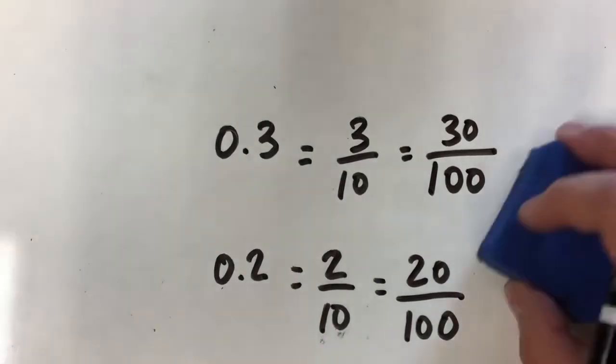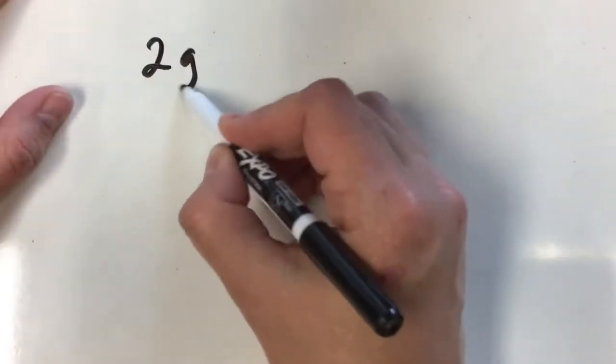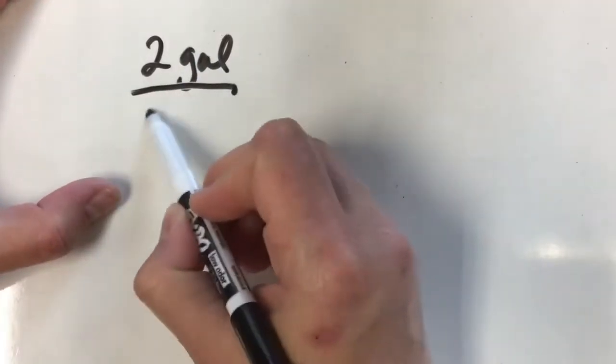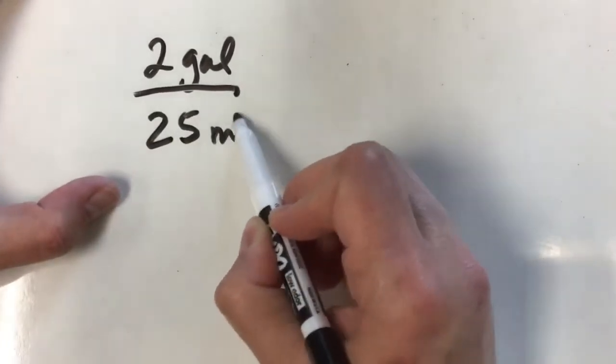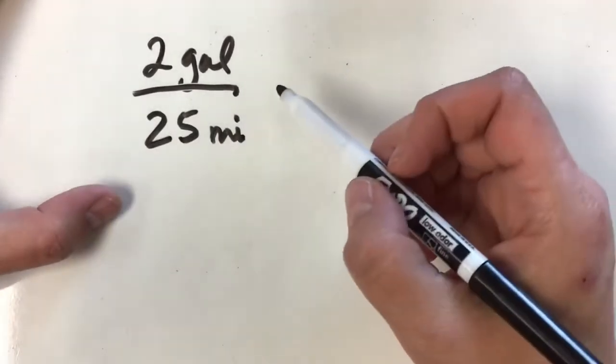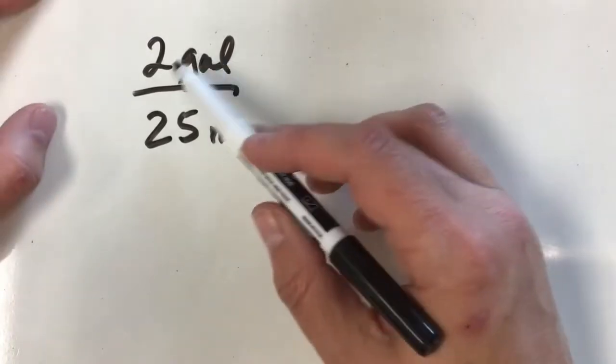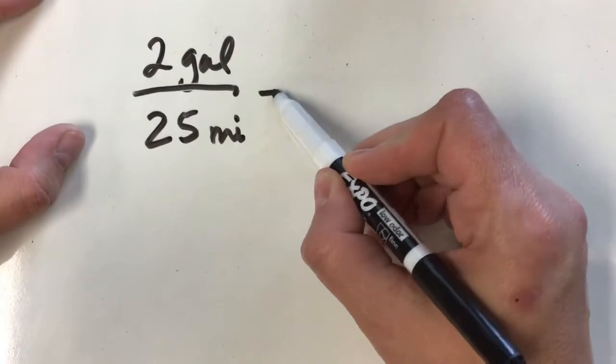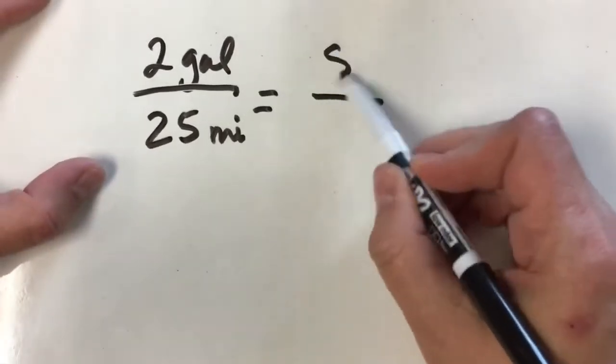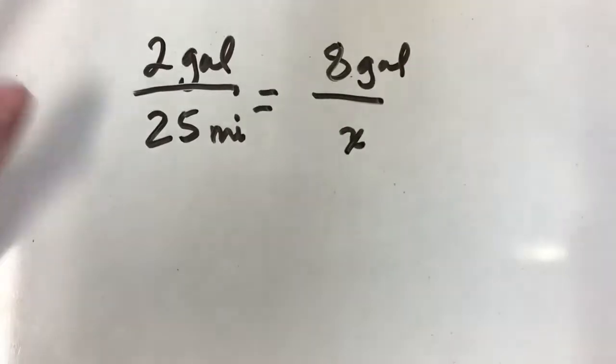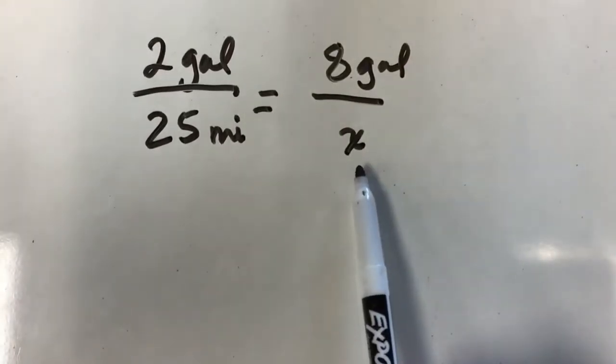So let's talk about what we're actually doing here. Let's say there was a race car that uses 2 gallons of gas to travel 25 miles. How many miles can it travel on 8 gallons of gas? If it's 2 gallons for 25 miles, we'd write that as a ratio. And then we would say, how many miles would it travel on 8 gallons of gas? Well, wouldn't we just make a ratio and put the 8 gallons on top, and have X down here? We'd want to know how many miles it could travel.